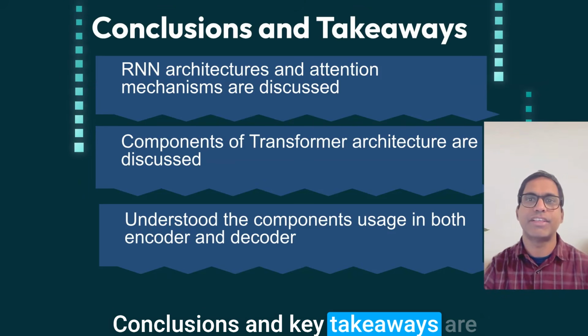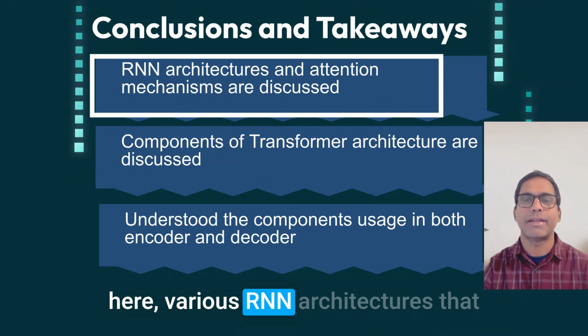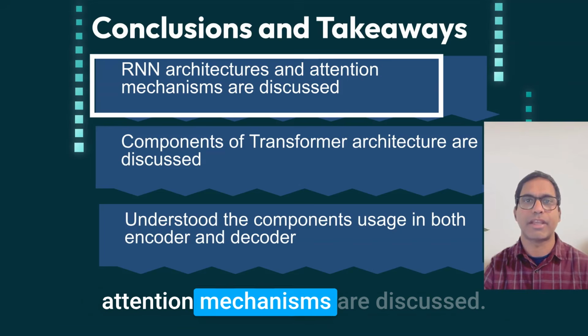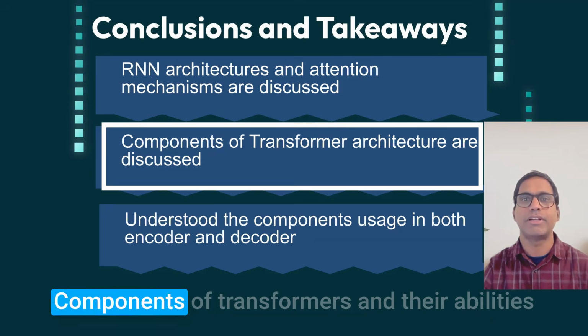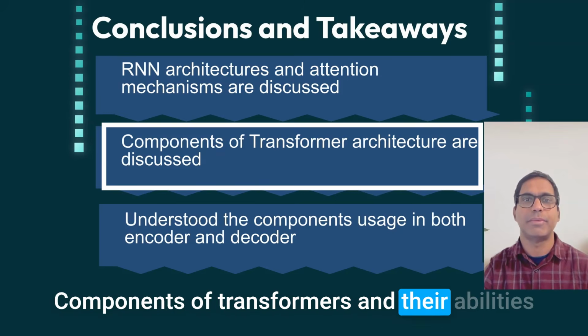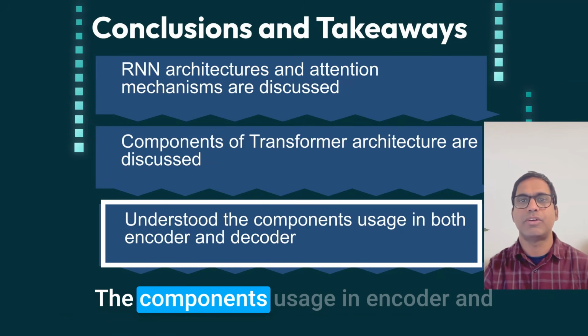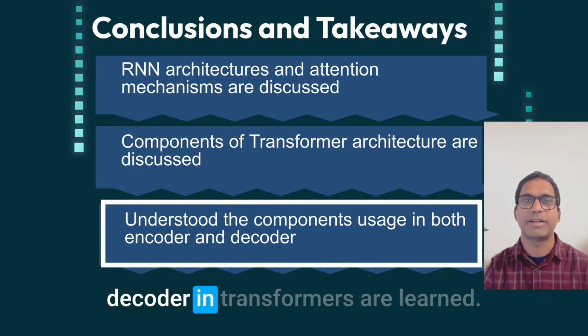Conclusions and key takeaways are here. Various RNN architectures that have evolved over cell structure and attention mechanisms are discussed. Components of transformers and their abilities to solve complex NLP problems are discussed. The components' usage in encoder and decoder in transformers are learnt.